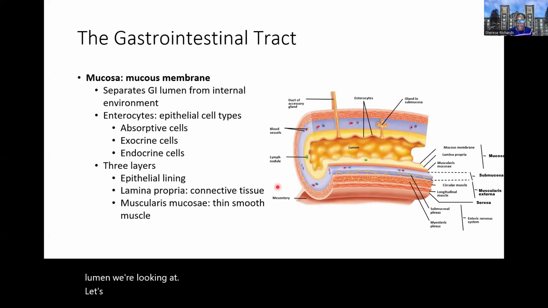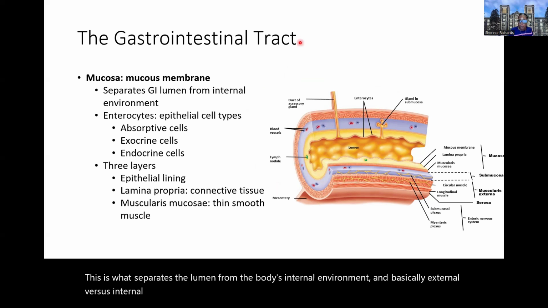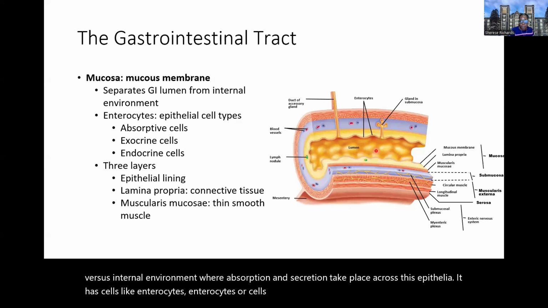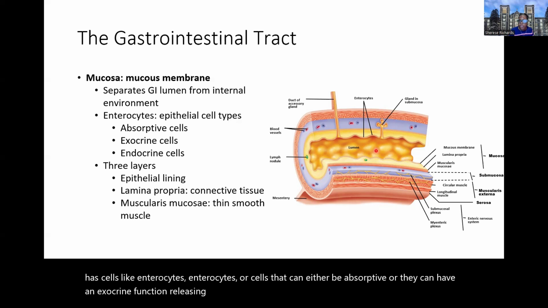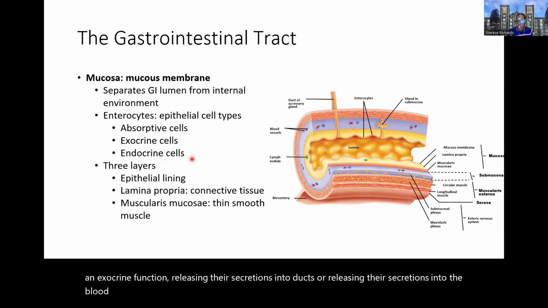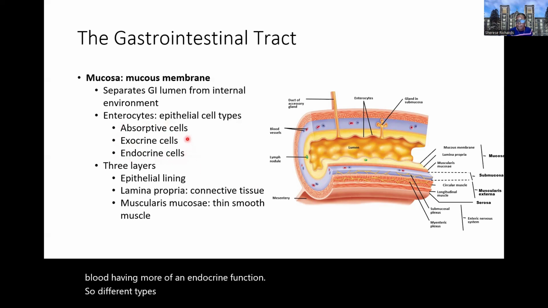Let's look more closely at the mucosa. This is what separates the lumen from the body's internal environment, basically external versus internal environment, where absorption and secretion take place across this epithelia. It has cells like enterocytes. Enterocytes are cells that can either be absorptive or they can have an exocrine function, releasing their secretions into ducts or releasing their secretions into the blood, having more of an endocrine function. So different types of enterocytes can be seen at different parts of the GI tract.